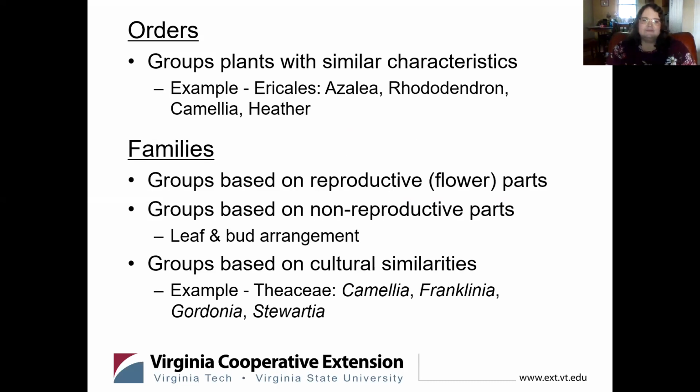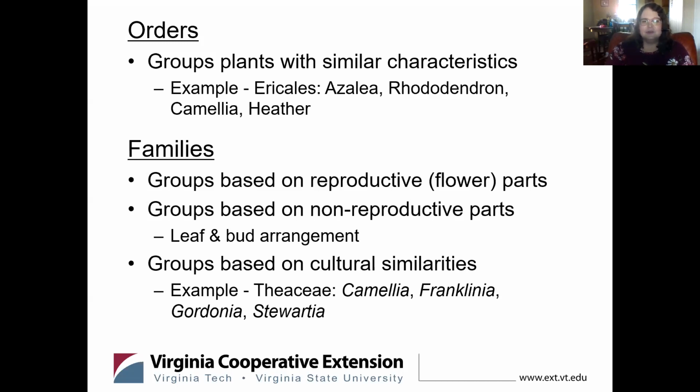Okay, so orders, just a few more examples. Orders group plants with similar characteristics. So Ericales includes azaleas, rhododendrons, camellias, and heathers. All these plants typically like acidic pH soils. So you're going to see kind of a theme with the plants under that order.